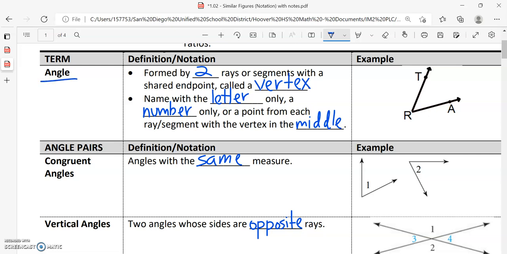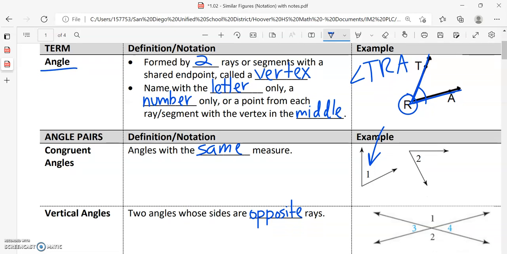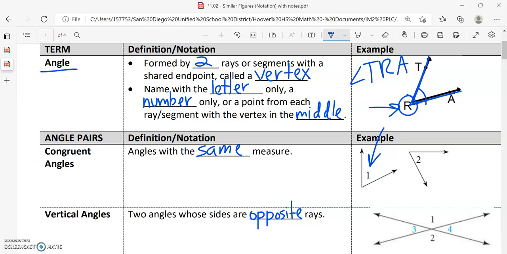This is formed by two rays or two lines or segments, and they share a vertex, or they create a vertex. You can name it with a letter. Sometimes, like down here, use a number to label it, or use three letters, so T to R to A. So angle T, R, A, for example, or backwards, A, R, T, art. As long as this is in the middle. So T, R, A is in the middle, or backwards, A, R, T.